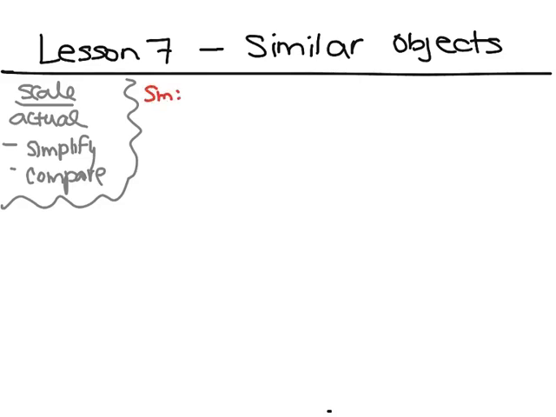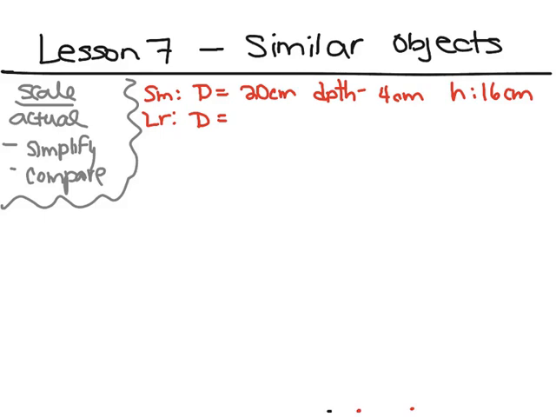we have a large frying pan and a small frying pan. For the small frying pan, we have a diameter of 20 centimeters, a depth of 4 centimeters, and a handle that is 16 centimeters. And for the large, the diameter is 30 centimeters, the depth is 6 centimeters, and the handle is 24 centimeters.